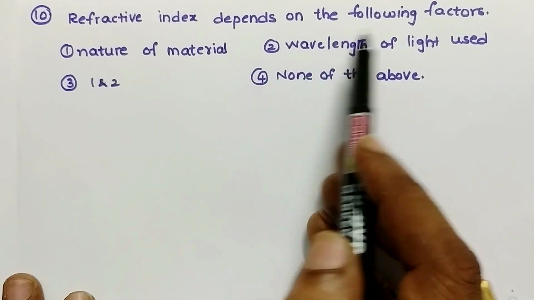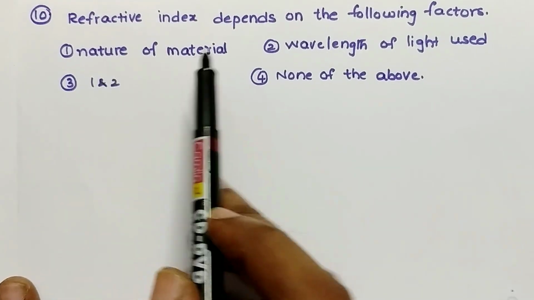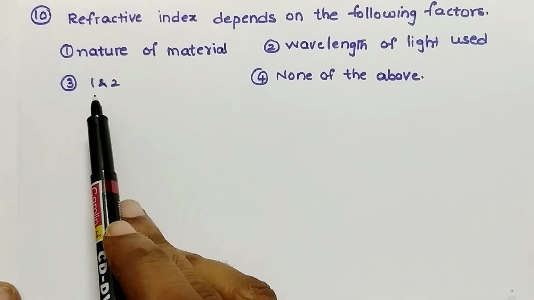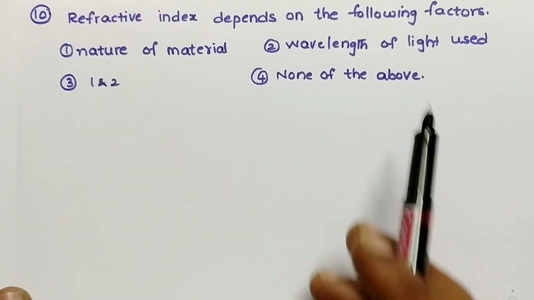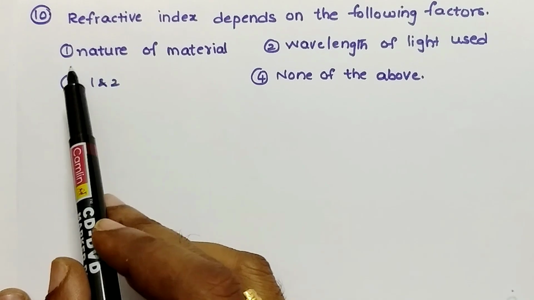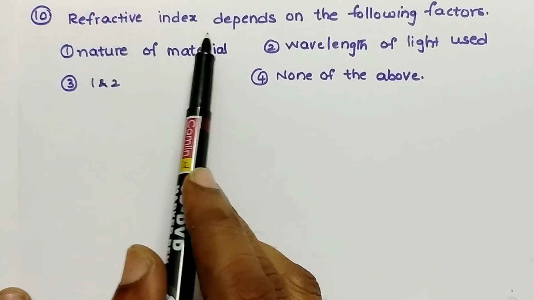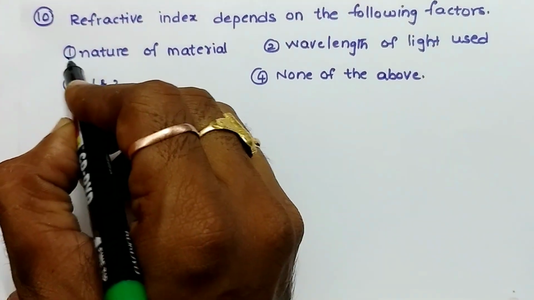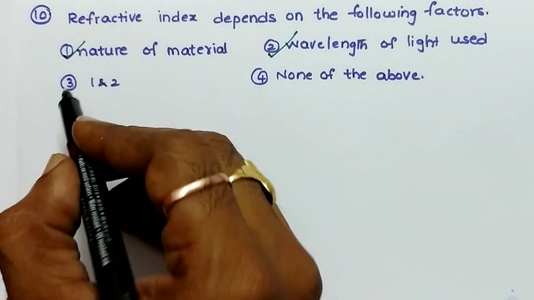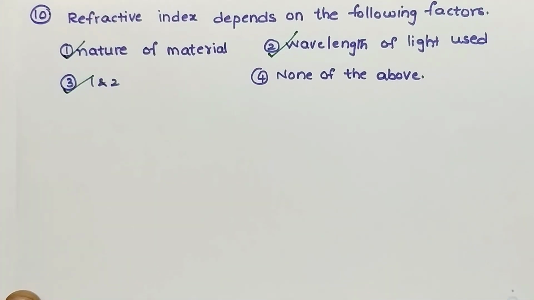Refractive index depends on the following factors: nature of material, wavelength of light used, 1 and 2, none of the above. It is clearly known that refractive index depends on the nature of the material and the wavelength of the light used. So the third option is correct.